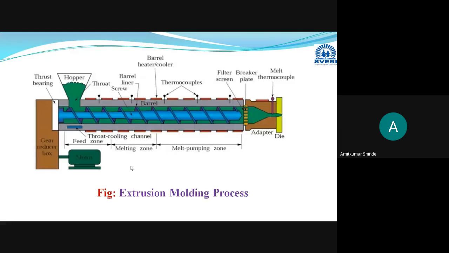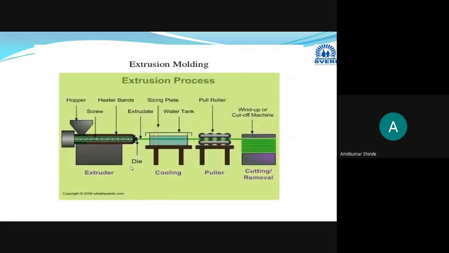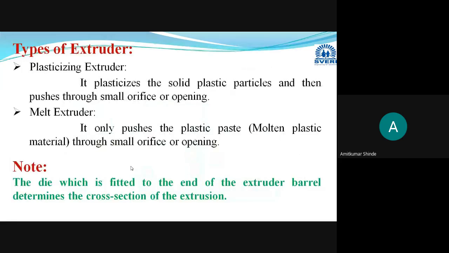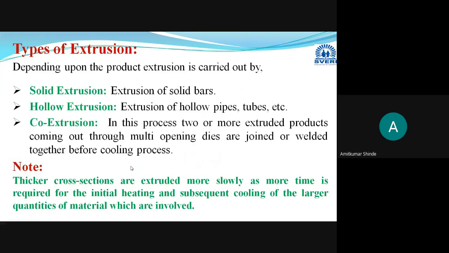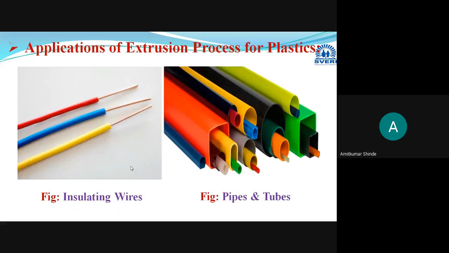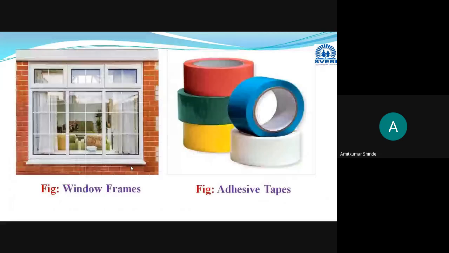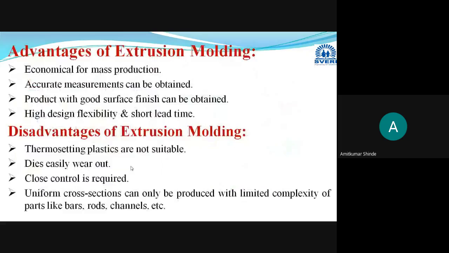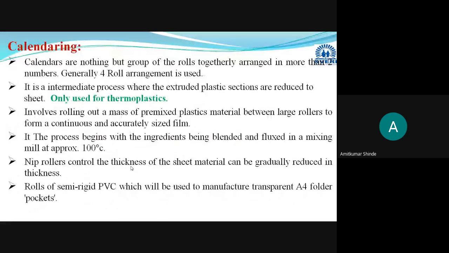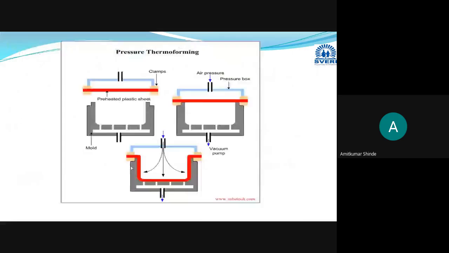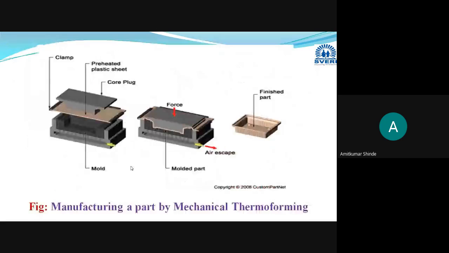Okay, this is the extrusion molding. Two types of extruders, types of the extrusion process, applications, okay, hollow pipes, adhesive tapes, all these can be manufactured. Advantages, disadvantages. Then after that we learned the calendering process. Okay. Then thermoforming, just now we have finished it.